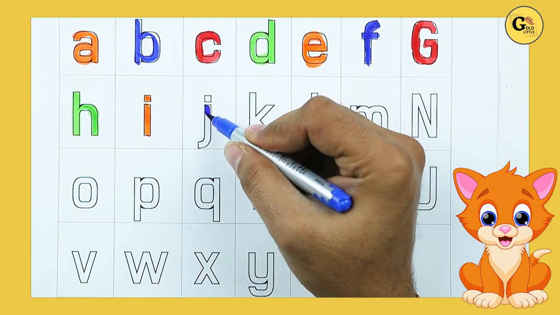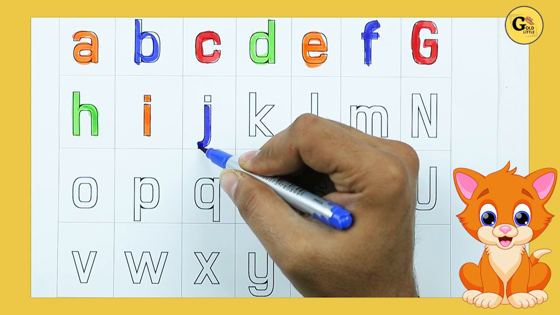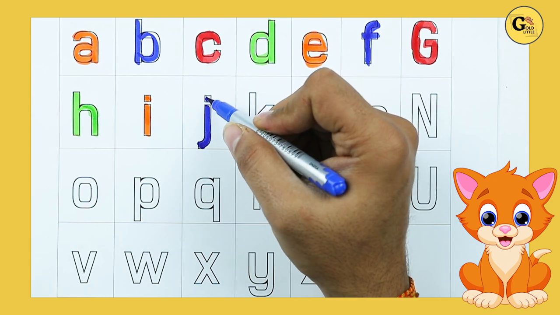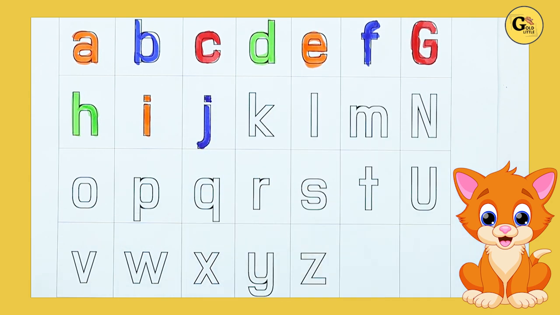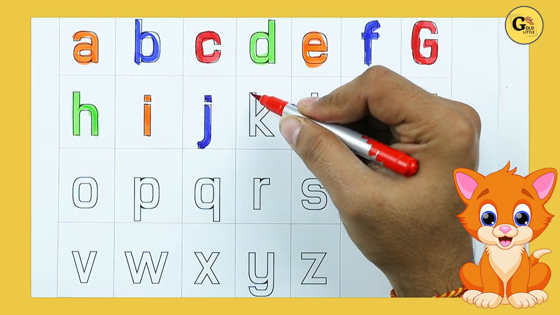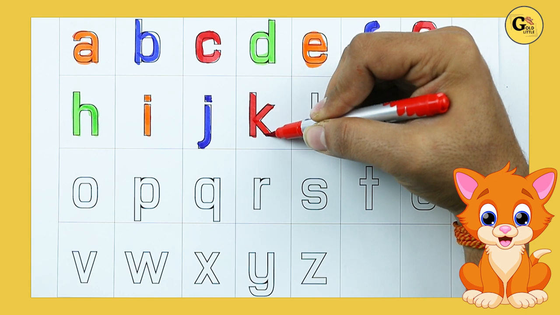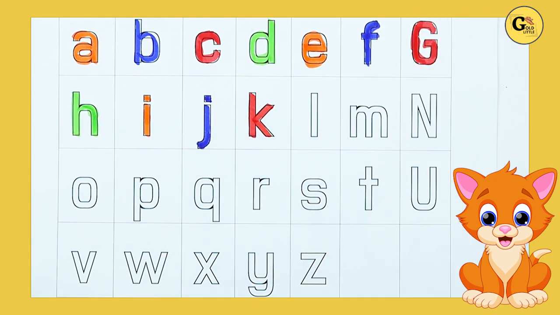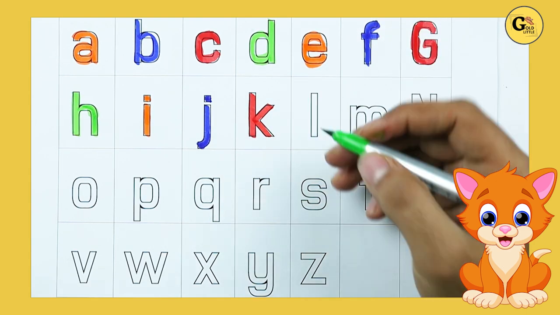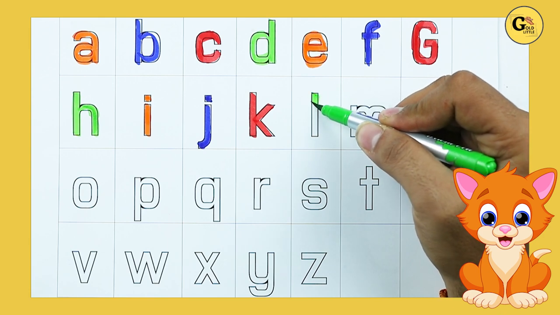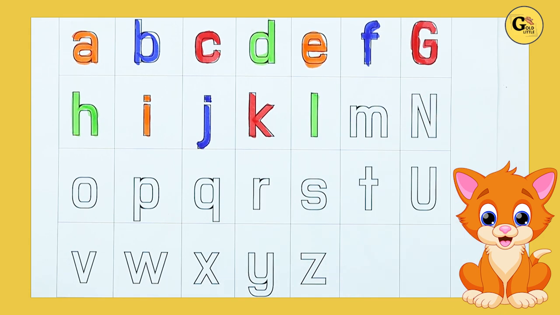J. J for jug. It's small j. K. K for kite. It's K.